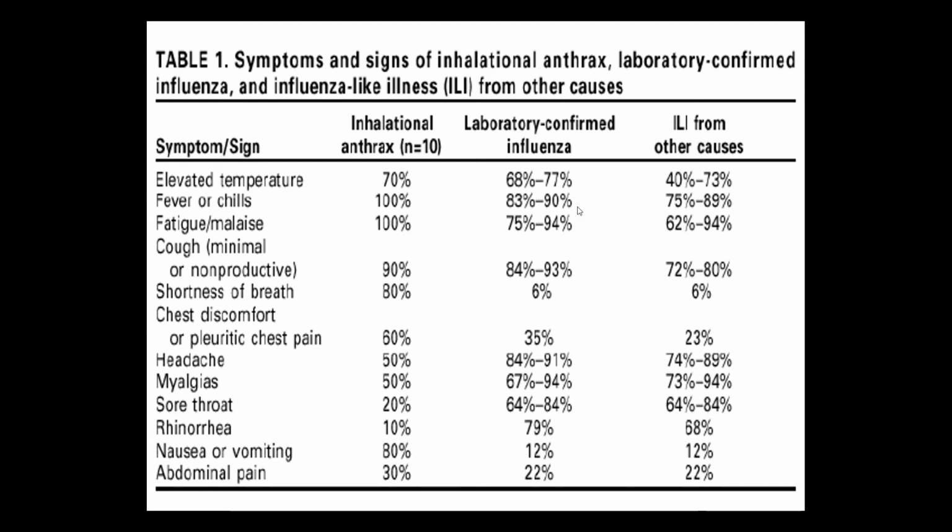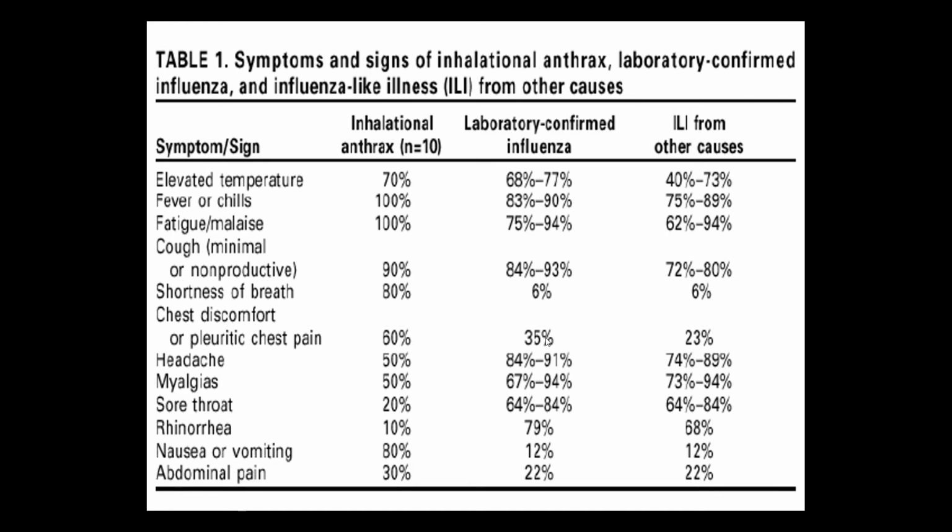Like comparative, yes, this influenza, again, elevated temperature may be the same. Fever and chills, less often in influenza, less often in other forms. Fatigue, malaise, again, in inhalation anthrax 100%. And here maybe more, may not be. Coughing, minimal or non-productive, all the same. Shortness of breath is seldom. Influenza still happen, but seldom, and often in anthrax, for example. Chest discomfort or pleuritic chest pain, maybe in all of them.